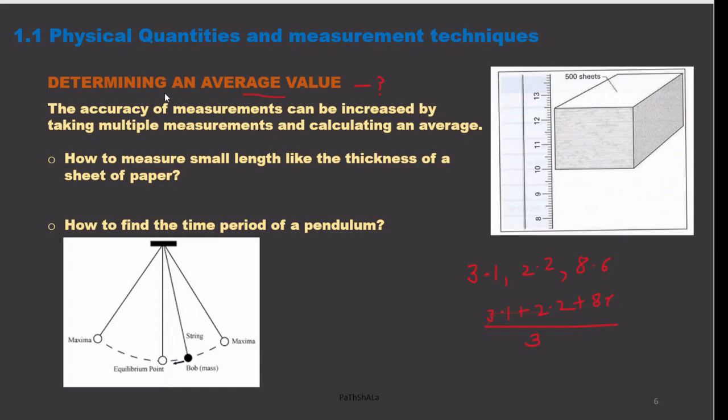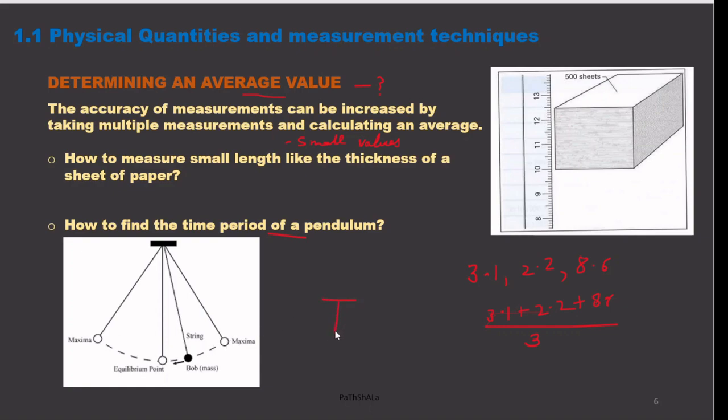Now, how does it increase the accuracy? Basically it is used in small measurements. Average value is generally used for smaller values, like the time period of a pendulum. Everyone knows what a pendulum is: a bob attached to a thread which is tied to a rigid surface. One oscillation is when it goes from maxima to the equilibrium point and back to maxima.